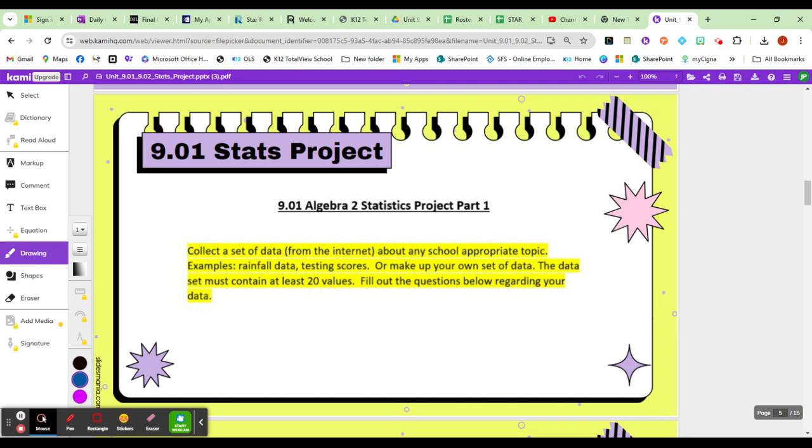Okay. It says the data set must contain at least 20. So you could pick more than 20, but if you pick more than 20, it's just going to be more work. So I'd pick exactly 20, so you get full credit. And I wouldn't pick any more than 20 unless you just want to, because that's going to make you have more work. Fill out the questions below regarding your data.